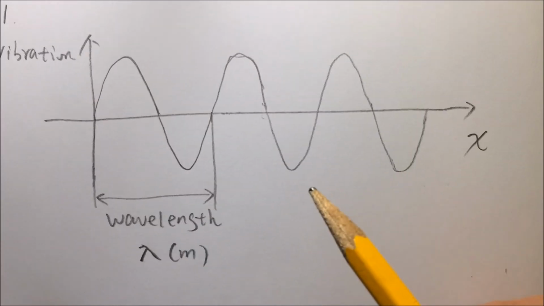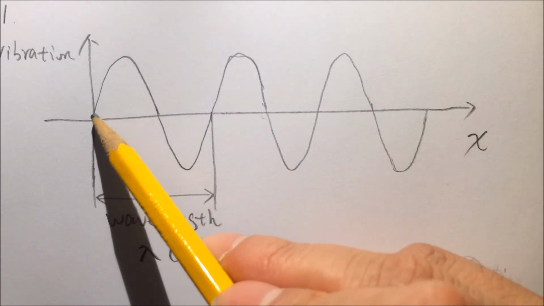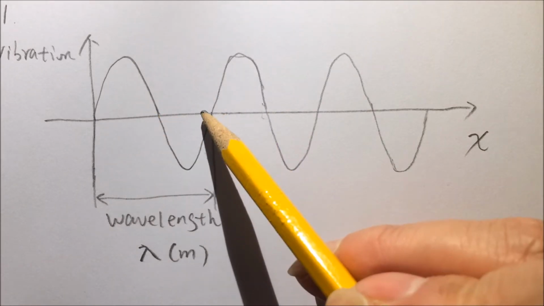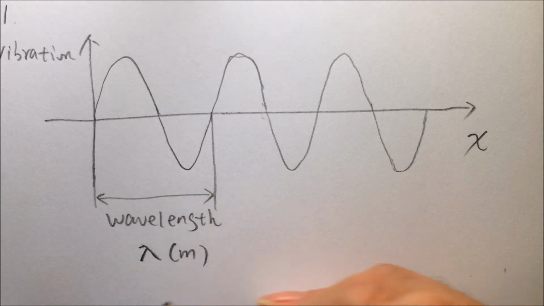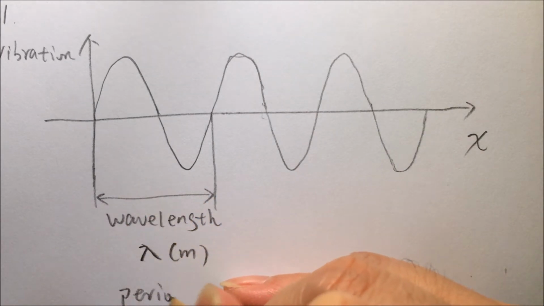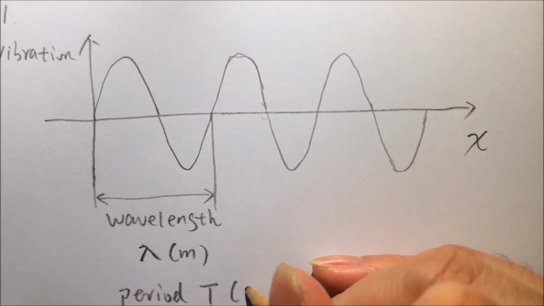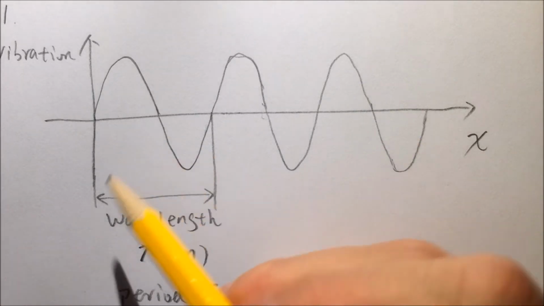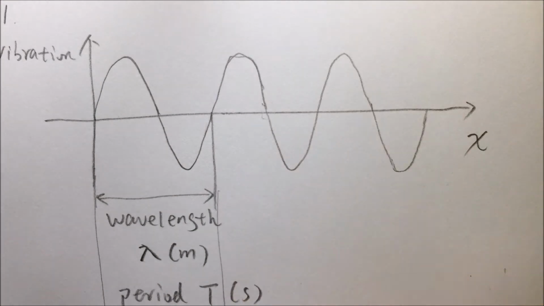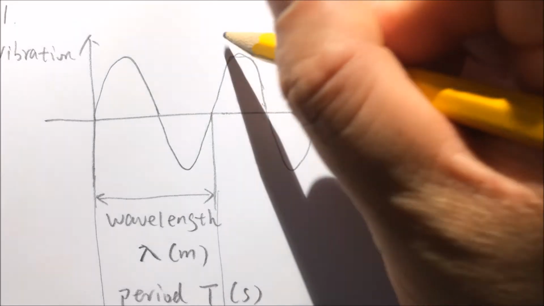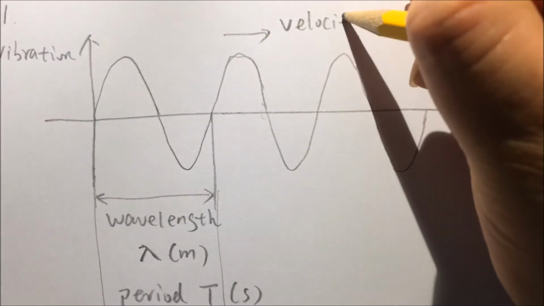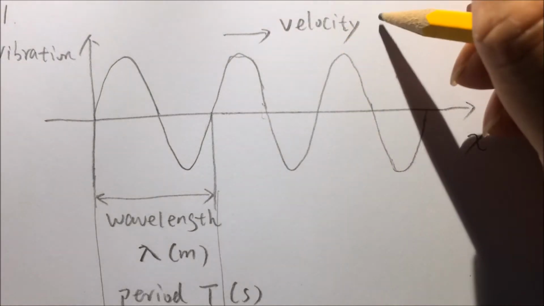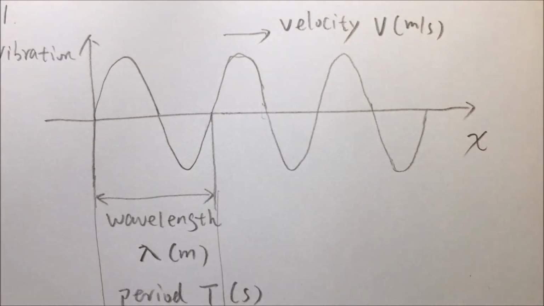The time for the wave to have one complete vibration, or traveling one wavelength distance, is called a period. Normally it's letter T, in seconds. So basically that's also the time for that period of time. And then the wave also goes with a kind of velocity, v, in meters per second.